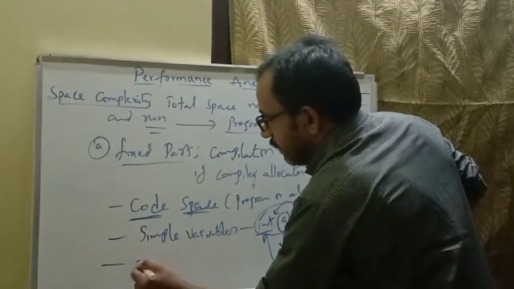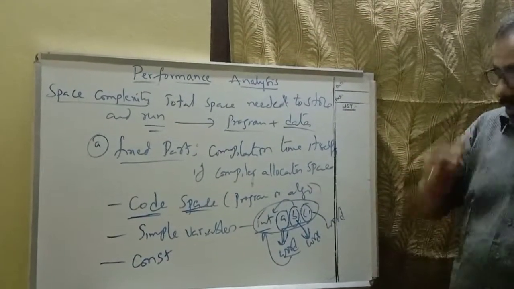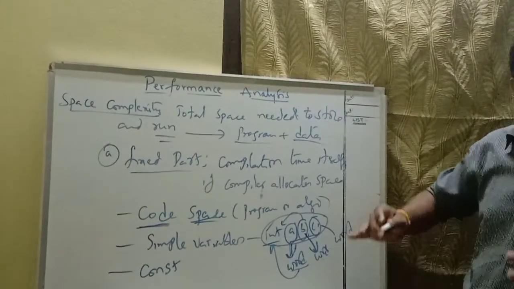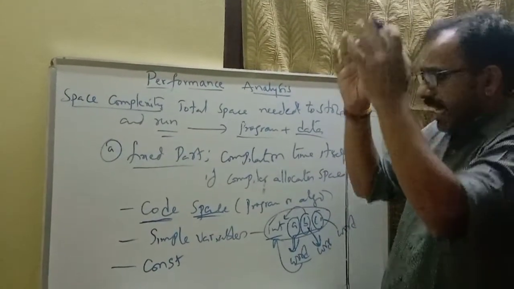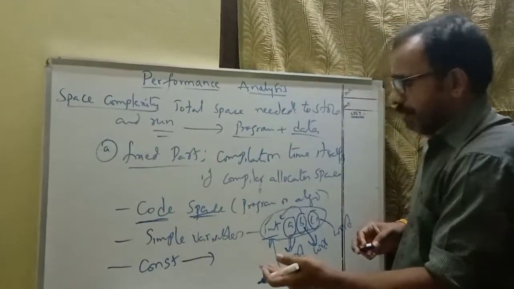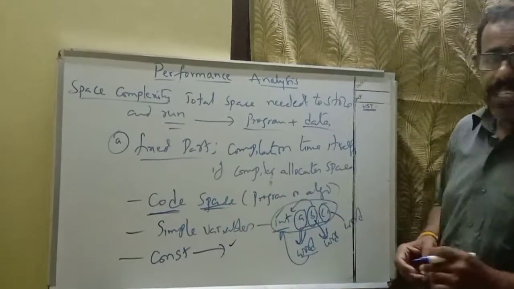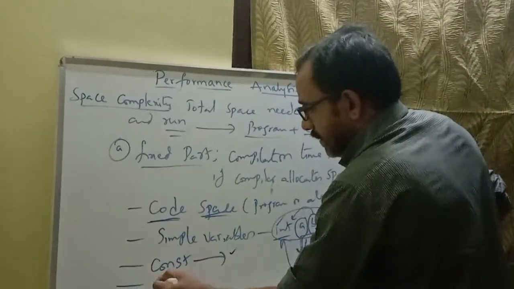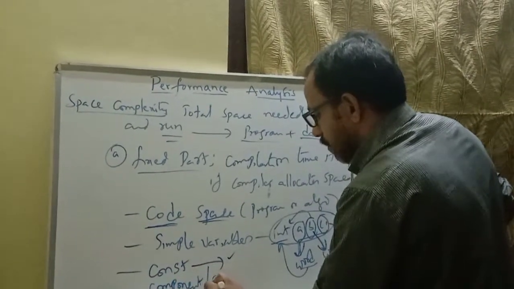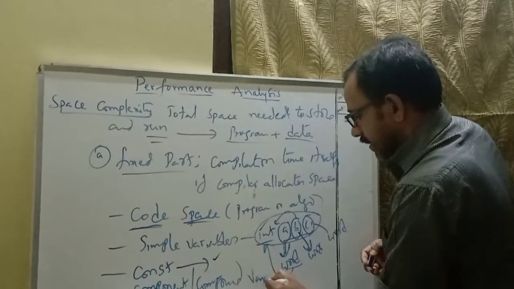Okay. And third one is, sometimes our program may use constants. Some programs may use constants. Constant means, as a programmer, we are fixing that particular value for the entire program as constant or fixed. So that's why at the compilation time itself, the compiler knows how much space is required. So this is also coming under fixed path. And the last item is component or compound variable.